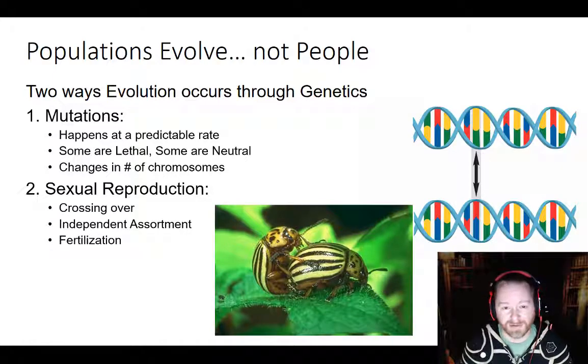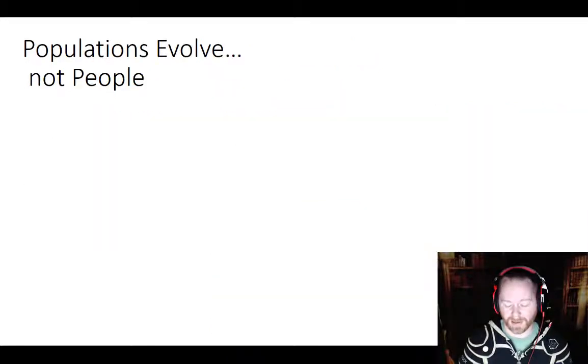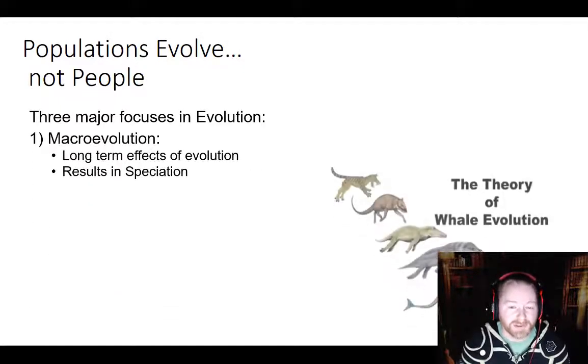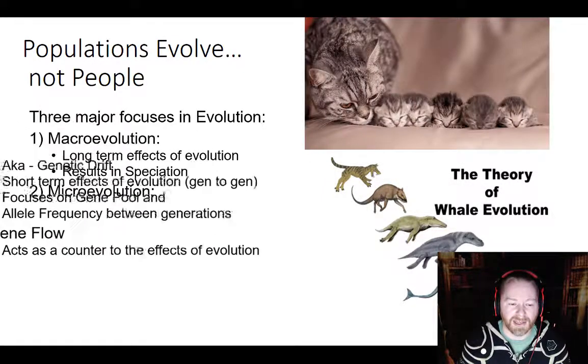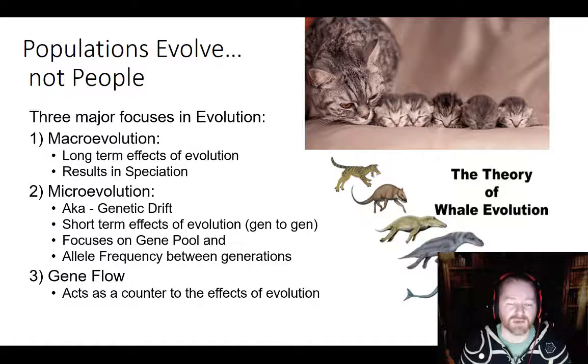So there's a lot of different variations and variables that go into guiding the process of evolution. This is all covered a lot more in detail in my Bio 2 class. Again, if you need more information about it, you can always do a little research yourself. So again, people do not evolve, populations evolve. The three major focuses that we would cover in evolution would be macroevolution, microevolution, and gene flow.